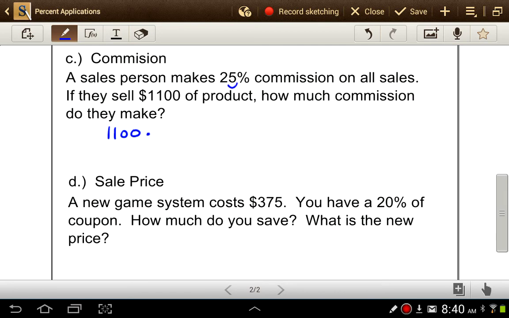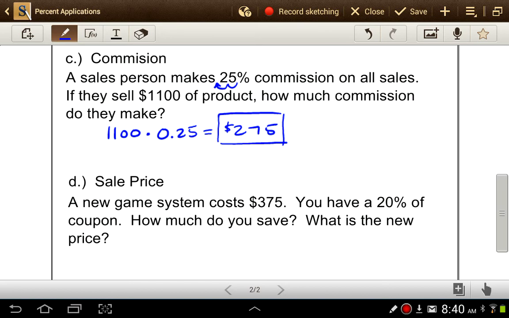Again, 25%. I move my decimal point 2 to the left, so it's 0.25. So 1,100 times 25% is going to give me $275. That's already in an acceptable dollar form, so I don't have to rewrite my answer. Just remember your dollar sign, $275. That's how much money they would make.